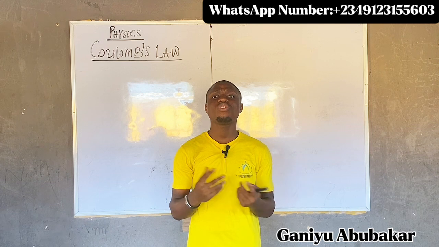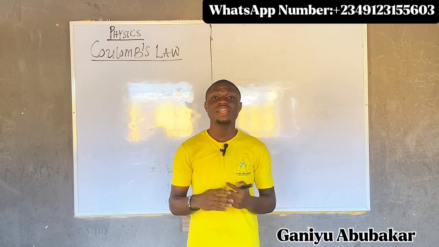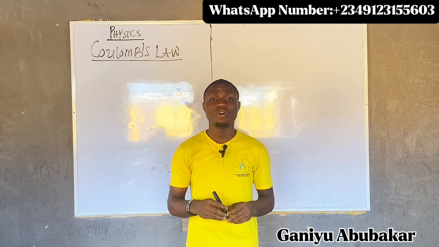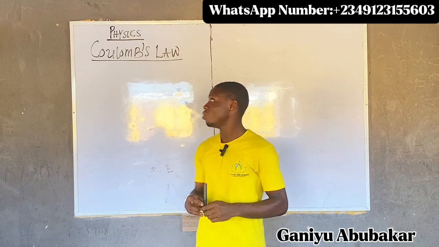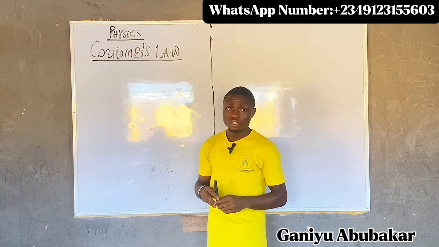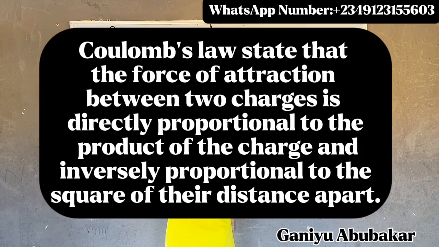Let's look at the second law of electrostatics. Last class we dealt with the first law of electrostatics. So let's look at the second law of electrostatics, called Coulomb's law. Coulomb's law states that the force of attraction between two charges is proportional to the product of the charges and inversely to the square of the distance apart. That's how you state Coulomb's law.